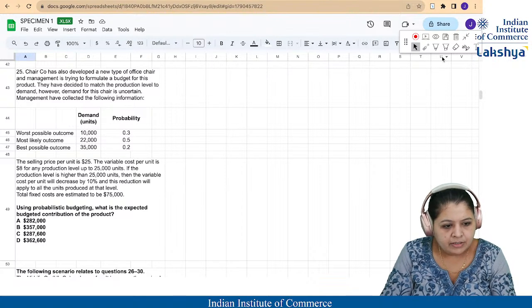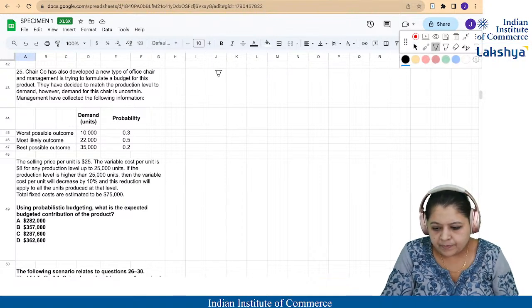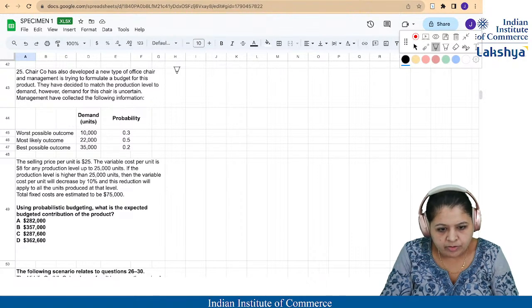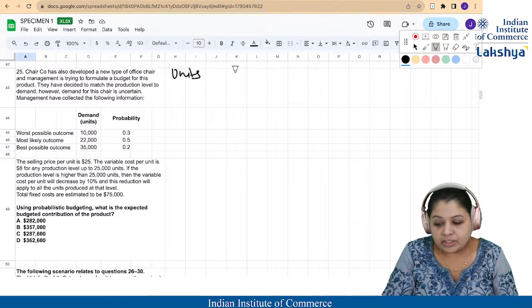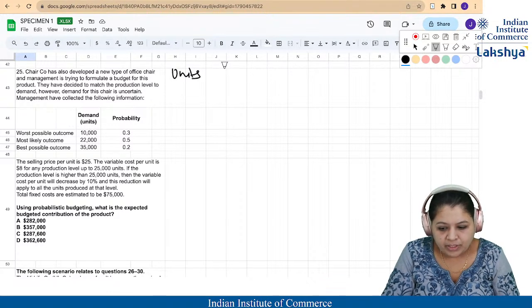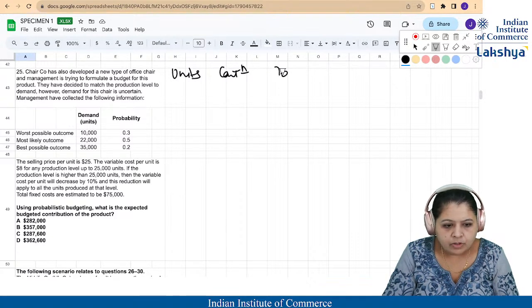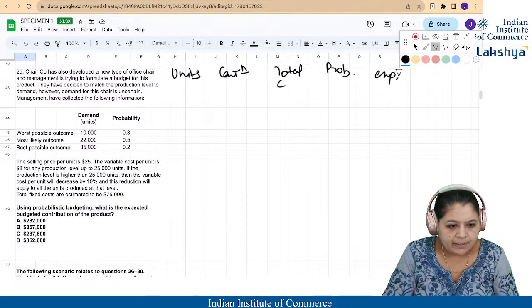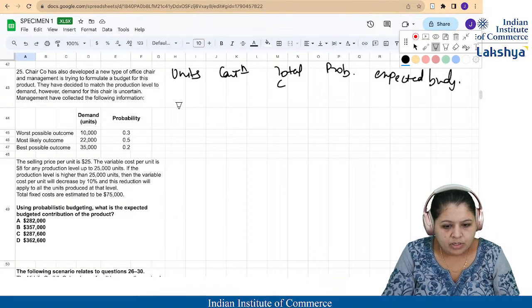You need to use the probability with the units, multiply it with the contribution, and you will get the answer. I'll just show you how to do it, and you can do it as well. You need to put your units. There are three situations, so units, and then you have contribution, so your total contribution, and then you have probability, and then you have the expected budget, right? So the units that they have are 10,000, 22,000, and 35,000. Let's put those values here.